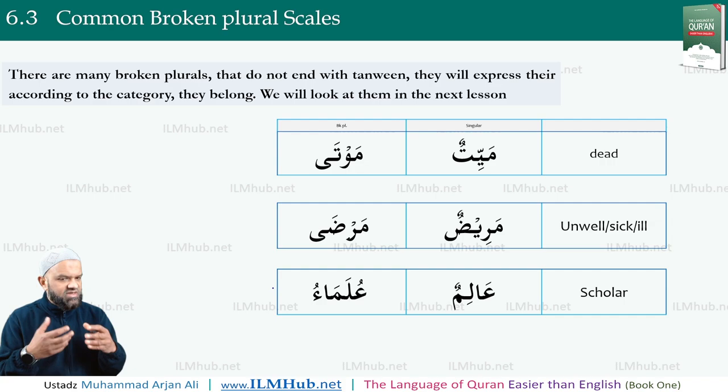So we have here mayyitun, deceased, dead, and mauta, which is the plural. Maridun, marda, alimun, scholar, ulama'u. Again, you can see here, they don't end with tanween. So broken plurals have many, many different scales. That's the first point to note. So we're not going to learn the scales.